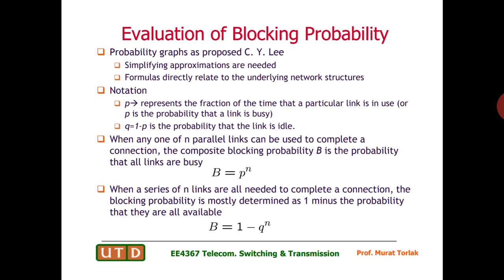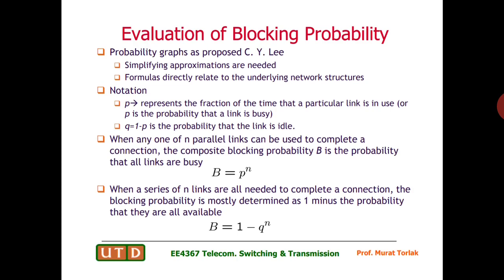When any one of n parallel links can be used to complete a connection, the composite blocking probability B is the probability that all links are busy. So B is equal to P to the power n. When a series of n links are all needed to complete a connection, the blocking probability is determined as 1 minus the probability that they are all available. So B is equal to 1 minus Q to the power n.